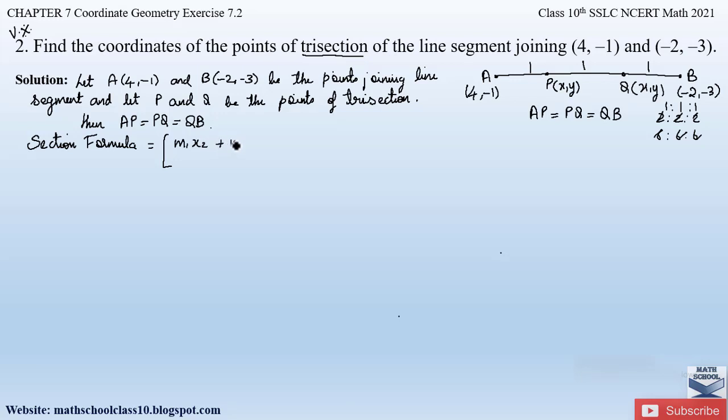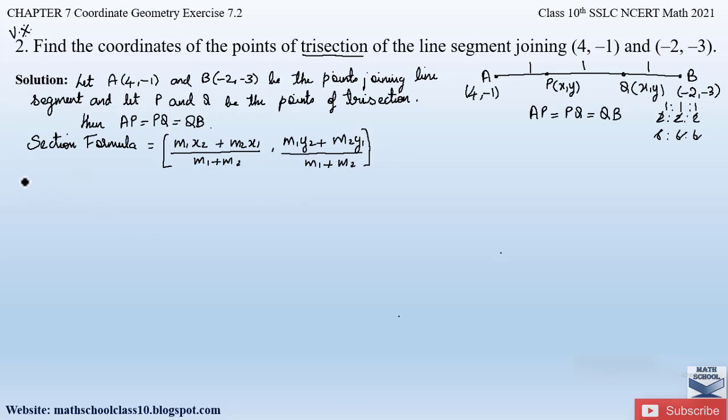m1x2 plus m2x1 divided by m1 plus m2, and the y coordinate part is m1y2 plus m2y1 divided by m1 plus m2. So this is our section formula.